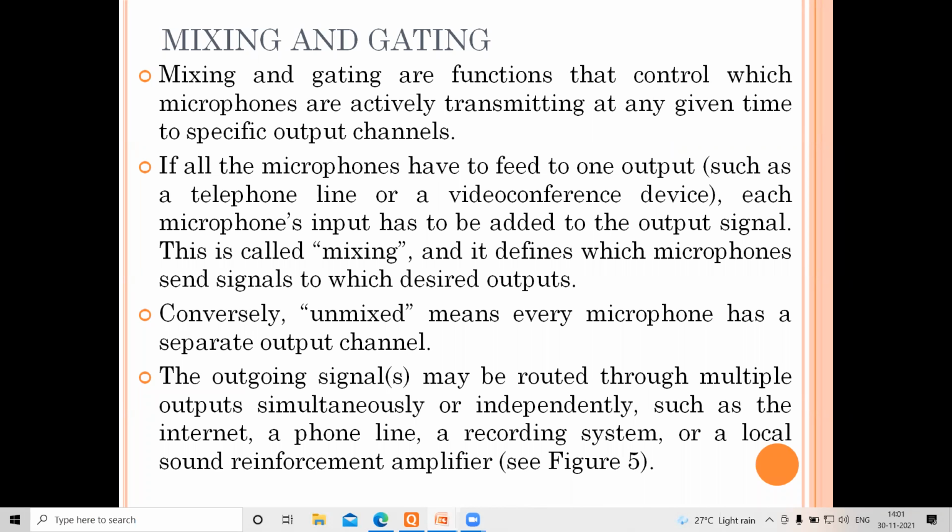Each might be connected one to one or many to one. It depends. Conversely, unmixed means every microphone has a separate output. You're either bringing everything together, mixing it up and sending it, or you're doing it individually, each one independent. The outgoing signals might be routed through multiple outputs simultaneously, such as internet, phone line, and local sound reinforcement amplifier. This can be a problem.